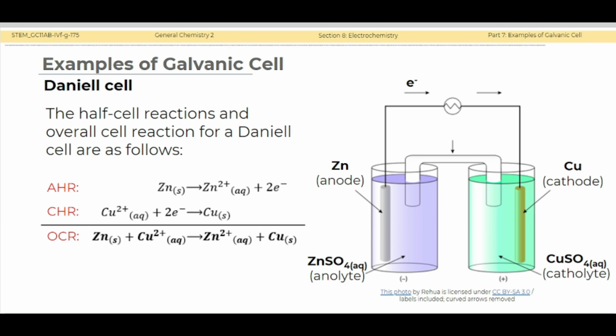At the anode, zinc metal loses 2 electrons. At the cathode, copper ion gains 2 electrons. The overall cell reaction is then given by zinc metal plus copper ion producing zinc ion and copper metal.